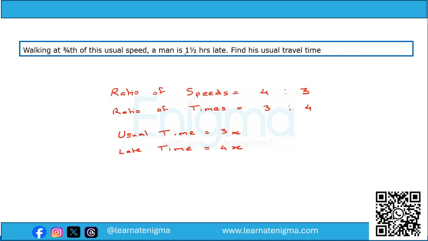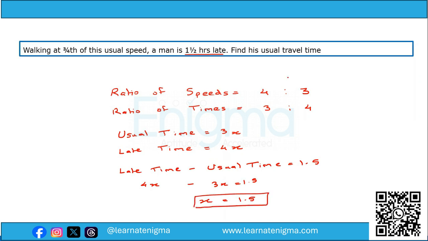The man is 1.5 hours late. So that is late time minus usual time. So we have 4x minus 3x is equal to 1.5. So we have x is equal to 1.5 hours.